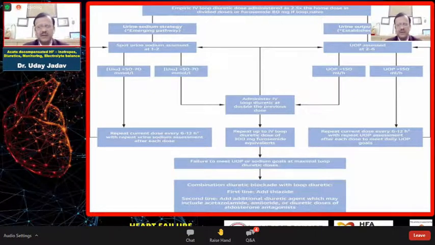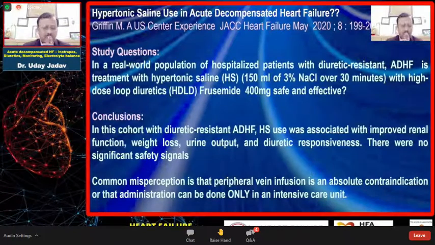If then the response is not adequate, we have the options of adding either a thiazide, acetazolamide, an aldosterone antagonist, or in our country often metolazone. Hypertonic saline in patients who are refractory, or what we say diuretic resistance in acute heart failure, has an element of role to play, though this is a little preliminary data. And it's not an absolute contraindication that you should not give it through the peripheral vein. You can, and it's not necessary that it needs to be given only in intensive care units.